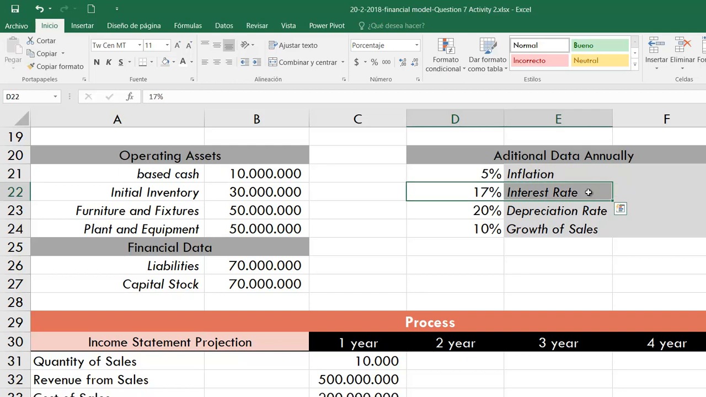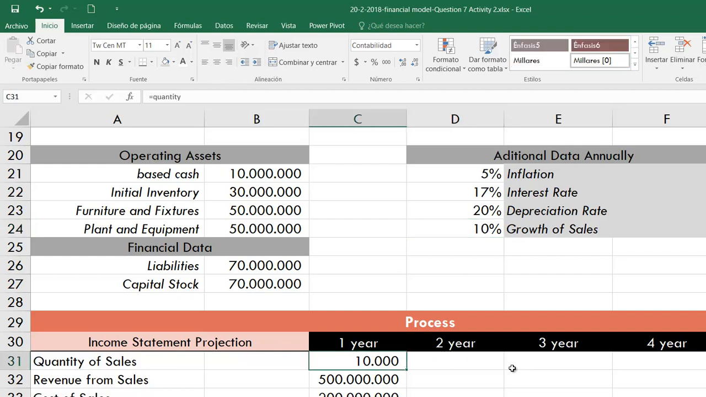My interest rate, which is the rate of my loans. I have a 20% depreciation rate. That means that my assets that could be depreciated will be depreciated 20% every year. That would be a 5-year depreciation term. And my growth of sales is 10% each year.